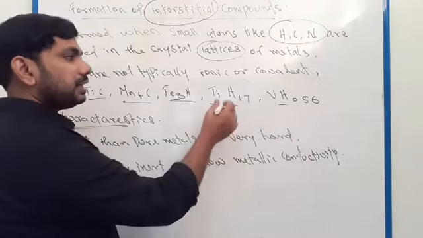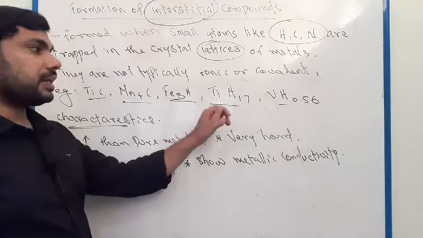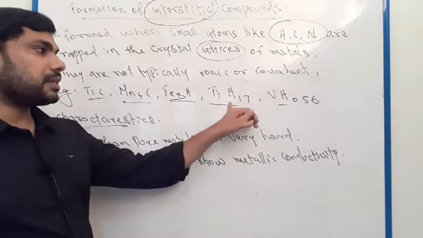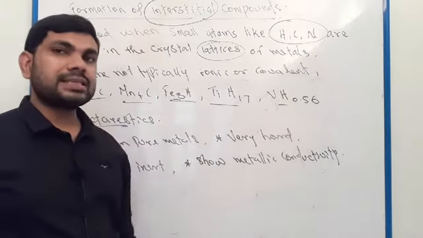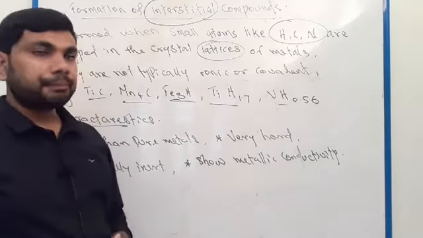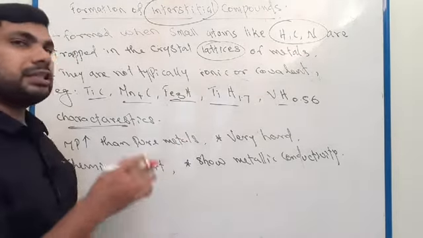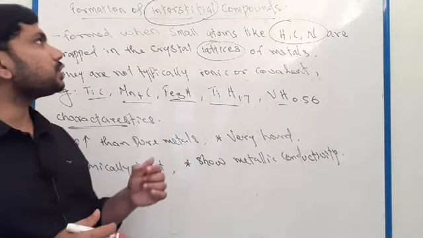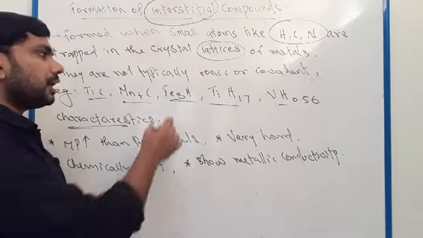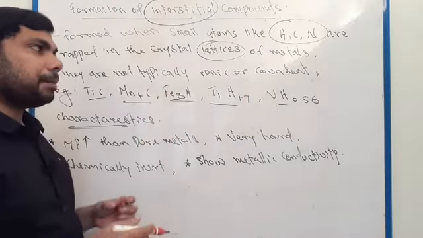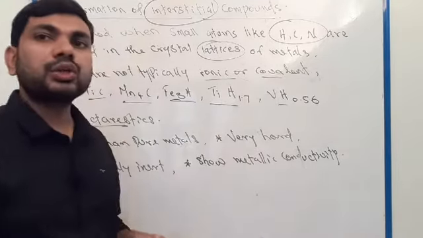See here titanium hydride: 1 titanium and hydrogen 1.7. Vanadium hydride: 1 vanadium and 0.56 hydrogen, the ratio comes like that. Small elements trapped in the lattices of metals change to an interstitial compound. In this interstitial compound, see here one metal and non-metal, but they are not purely ionic or covalent.